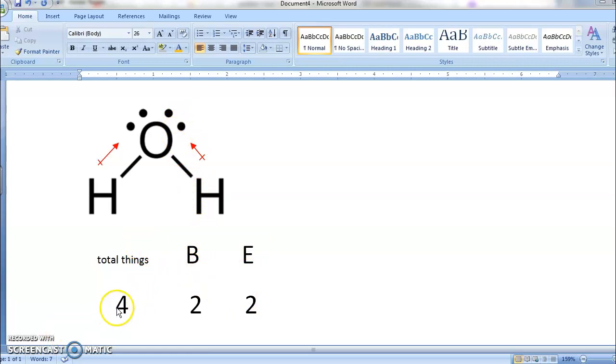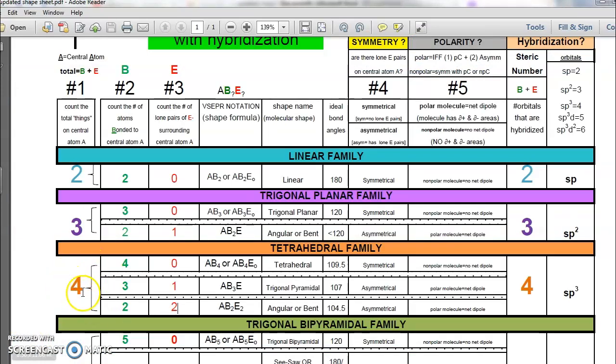Our total's 4. So the total will tell us which bracket to look at. The 4, we're looking in the 4. That puts that molecule in what we call the tetrahedral family. The tetrahedral family is the general name for the family that has 4 things on it. If all 4 things are bonded atoms and there's no lone pairs, it's the tetrahedral molecule. So the family names come from the first molecular name in that grouping. So water belongs in the tetrahedral family. 2 for the B, 2 for the E.